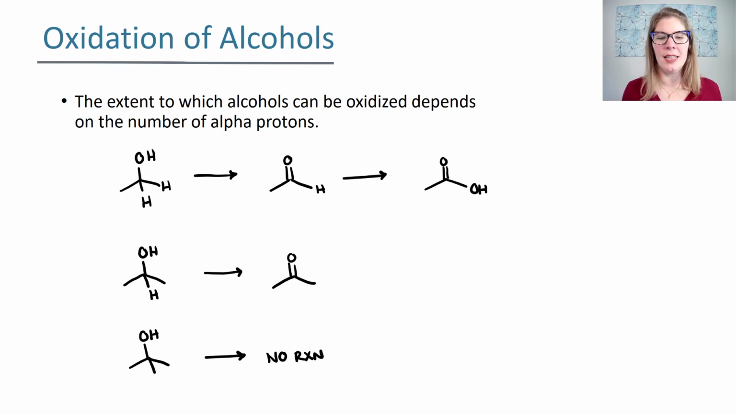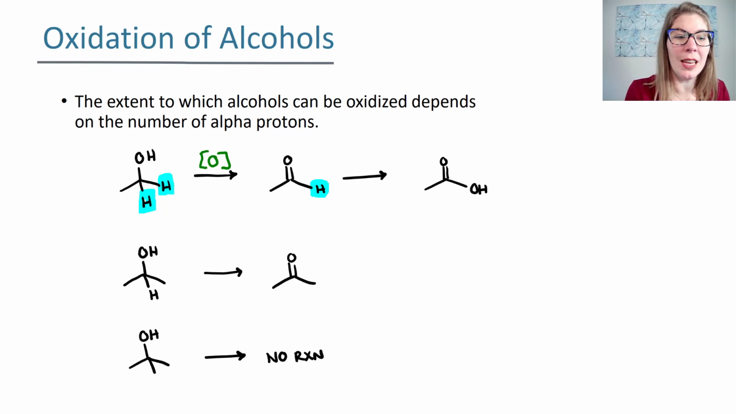Before we look at the reagents that are used for oxidation, let's look at the extent to which different alcohols can be oxidized. I want to draw your attention to my primary alcohol here in the sense that it has 2 hydrogens. Those 2 hydrogens allow this primary alcohol to be oxidized not once, but twice. So the first oxidation, where sometimes oxidation is abbreviated with brackets and an O in the middle, will lead this to an aldehyde, but that aldehyde still has a proton here. And so we can further oxidize to a carboxylic acid.